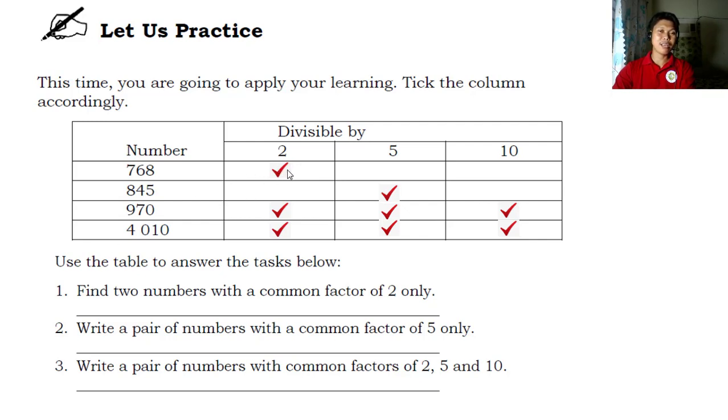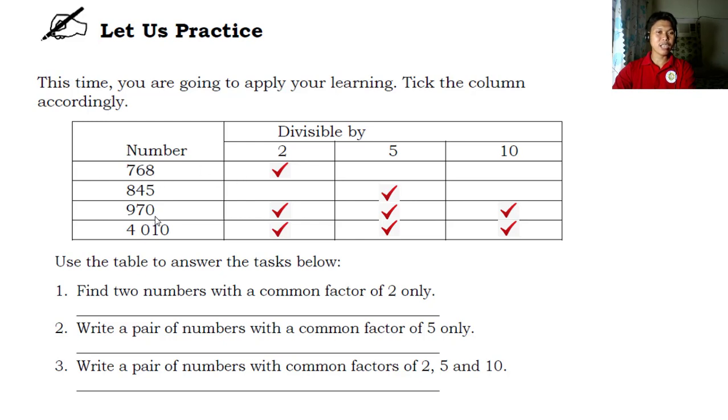So, titingnan natin. Dapat 2 lang ang common factor nila. So, etong tatlo, kaya lang, titingnan natin. Yan. Common nga lang ang 2. Kasi itong number na to, yung 768, hindi niya factors ang 5 and 10. So, ibig sabihin, alin man sa dalawang yan, ang i-pair mo sa 768, it is a correct answer.